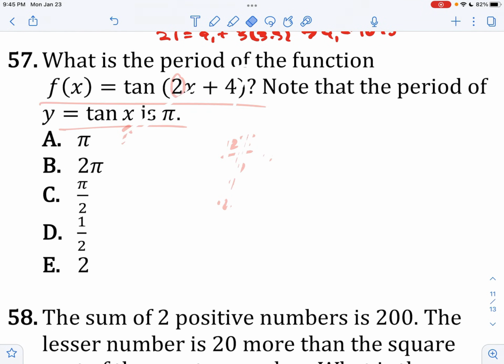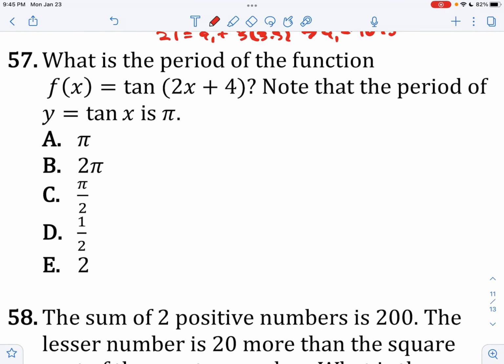So the original period of this function, I think the best way to do this is to graph it. If you have Desmos up right now, or if you have a graphing calculator, you should graph the function and compare it to the original. So graph y equals tan x, and this is why you always keep a graphing calculator with you when you are on the test. Then graph y equals tan of 2x plus 4.